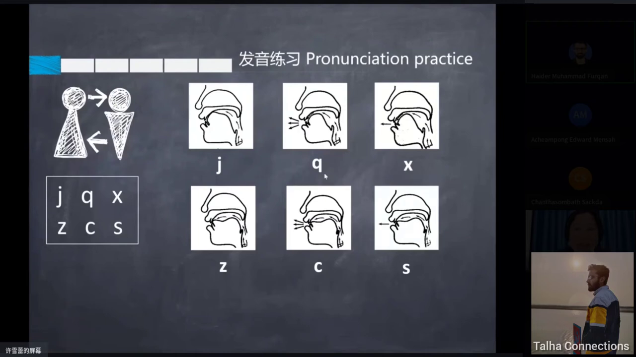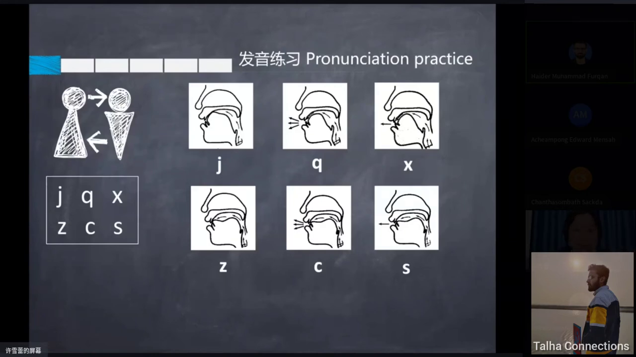But when I pronounce this one, the air forces out. It forces its way to go out. If you put your hand here in front, you may feel that the air comes out. For the other one, no air, it comes from the mouth. And then the next one.